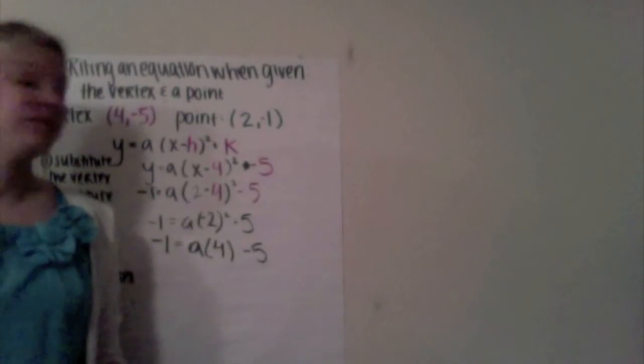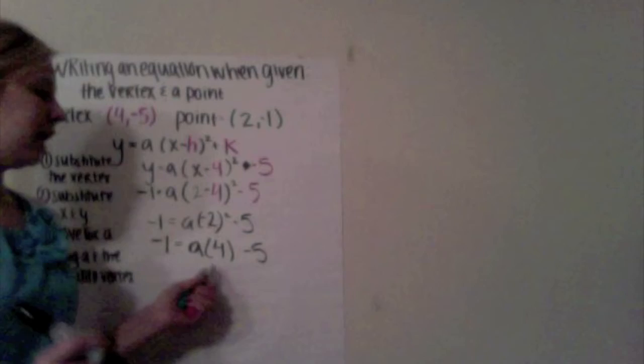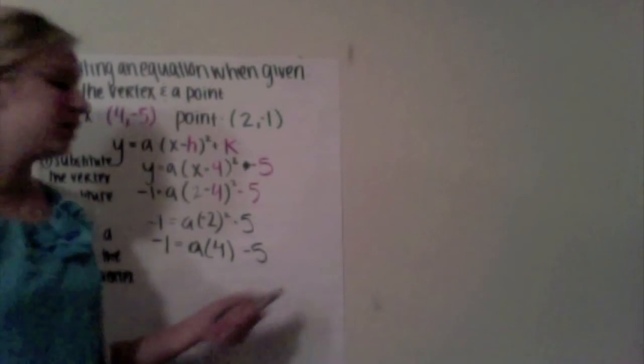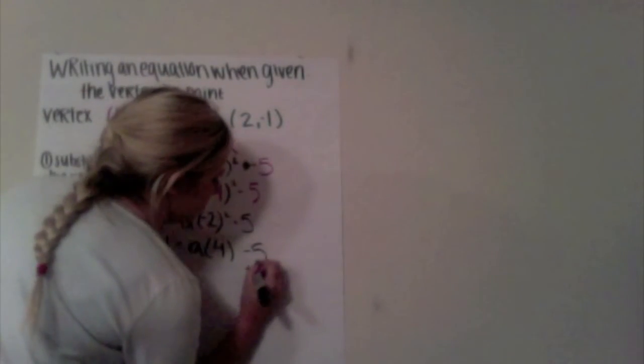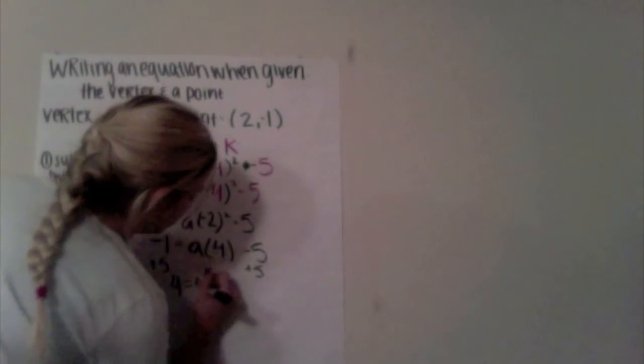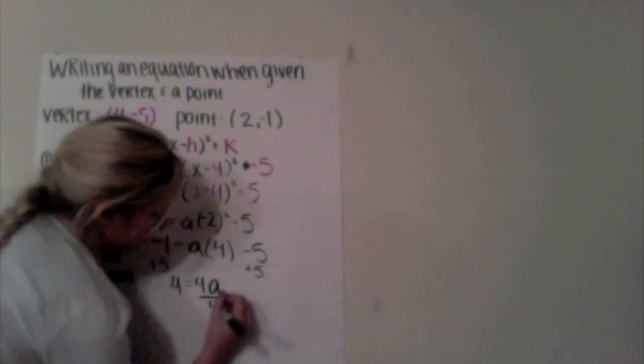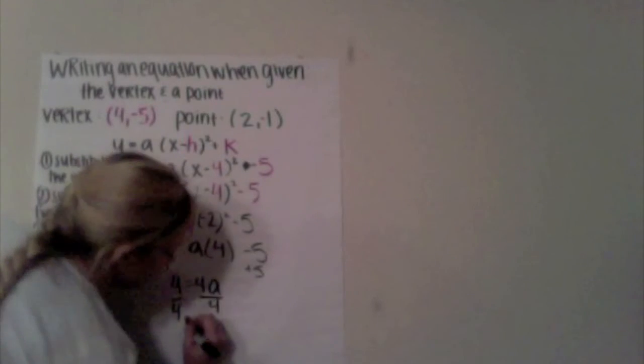So now we have negative 1 equals 4a minus 5. So if we want to get that a by itself, we first got to get rid of this 5. So we add 5 to both sides. And we end up with 4 equals 4 times a. So to get rid of that 4 there, we divide on both sides. So we're left with a is equal to 1.